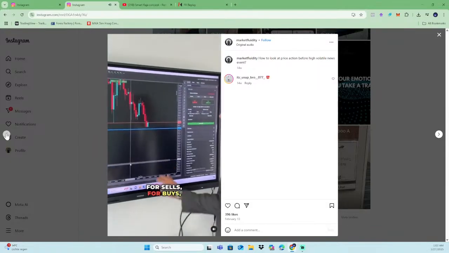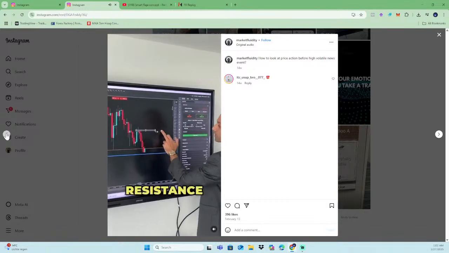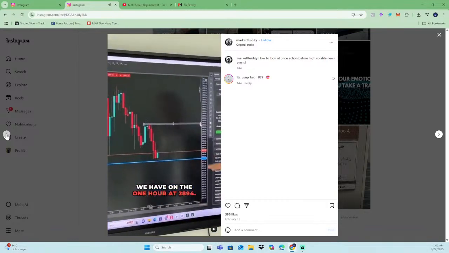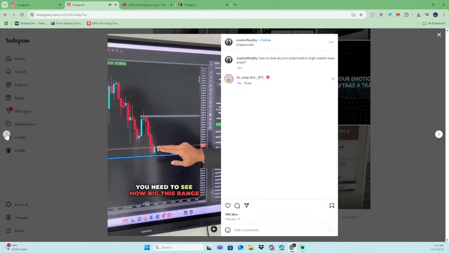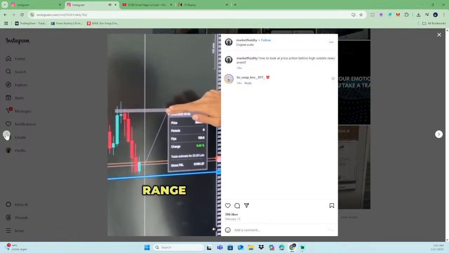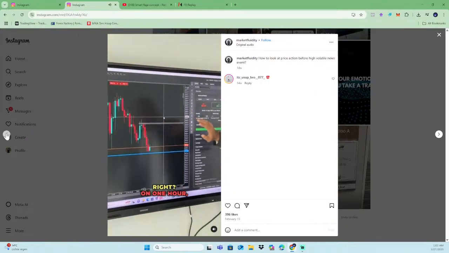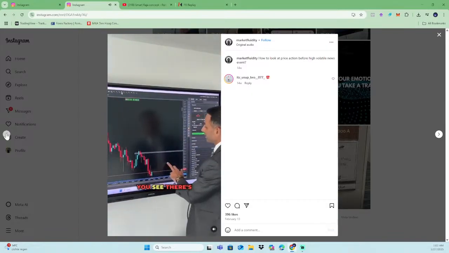For sells, for buys, we have to look at the 1 hour time frame here at the technical level, and this is the resistance we have on the 1 hour at 2894. If we move bullish with CPI, you need to see how big this range is. This is a 120 pips range within this area right over here, right? On 1 hour, looks perfect with news. Now, if you want to look at the 30-minute time frame, you see there's a bit of a mess.